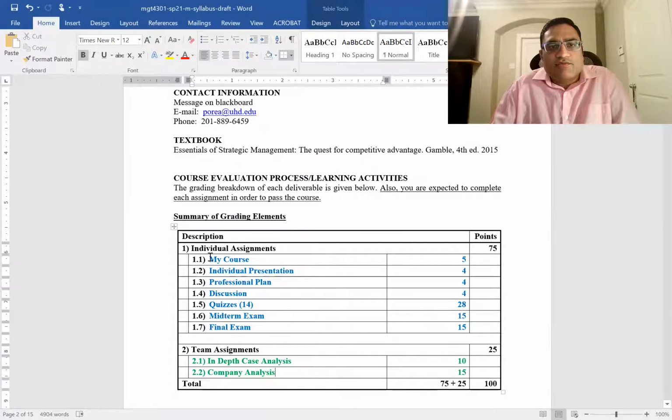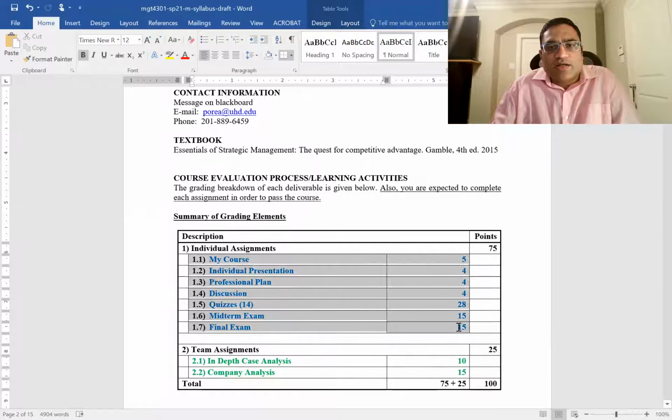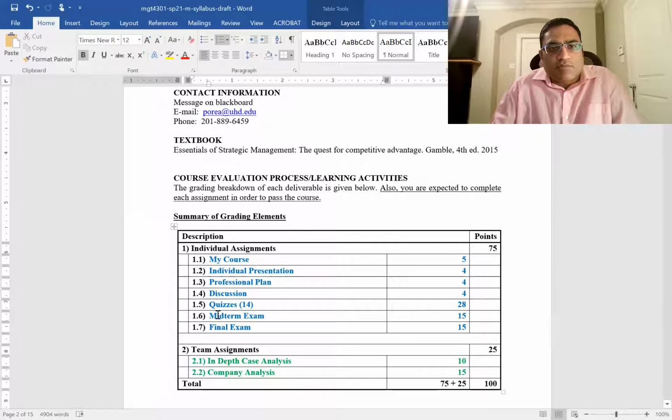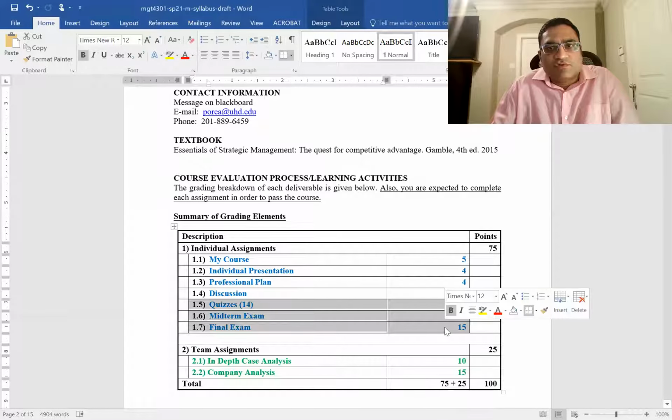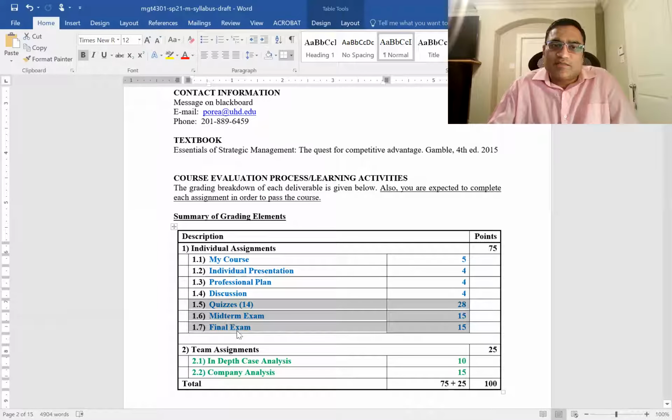And then you have, the ones in blue are the individual ones. By the way, most of you mentioned that you don't like essays and you don't like true or false, but you love, or rather can deal with, multiple choice. So all of the quizzes, the midterm exam, and the final exam are multiple choice. More details are in the syllabus, and there will be another video about that.